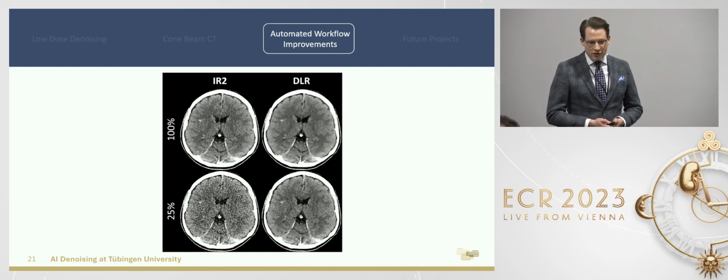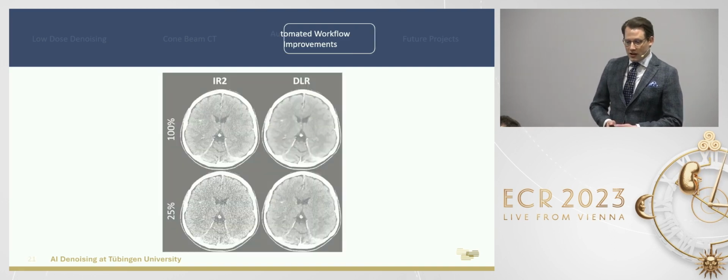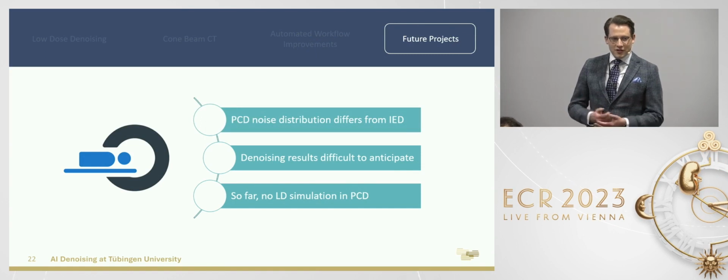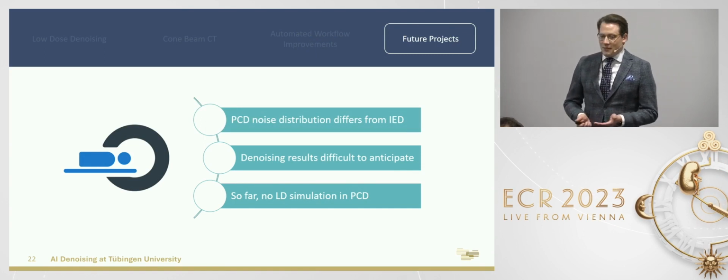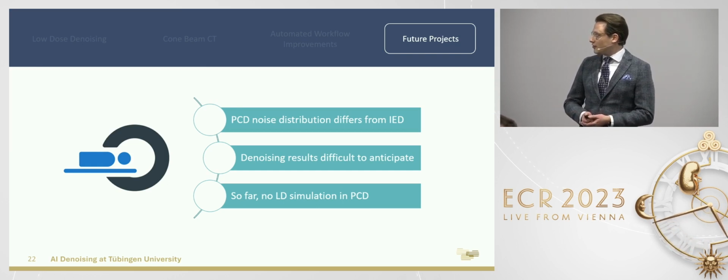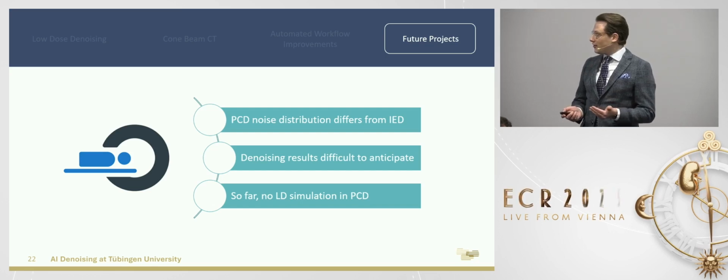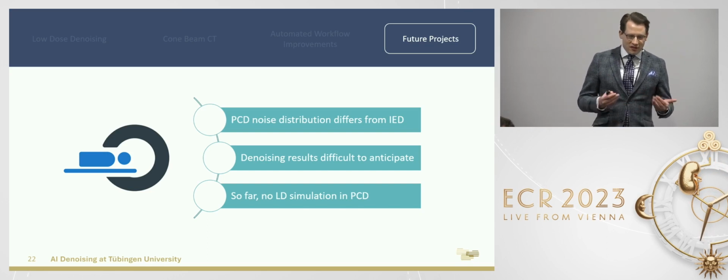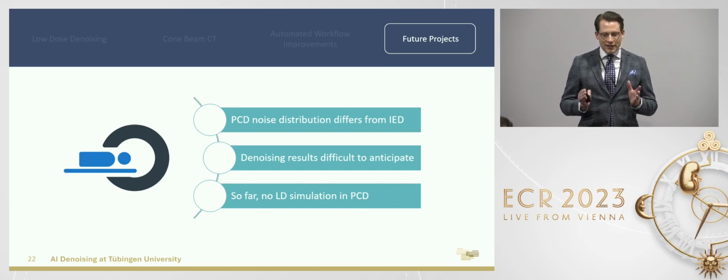And I'm going to finish up here with an outlook. What haven't we talked about so far? Of course, it's photon counting CT, the new technology in CT, the new kid on the block. There are several caveats so far, and the first one is, of course, the noise distribution in photon counting detectors is significantly different to that of energy integrating detectors, and therefore denoising software is difficult to anticipate. And so far, of course, there is no low-dose simulation method for photon counting CT, which, from Siemens' side, is probably because there is little capacity right now.